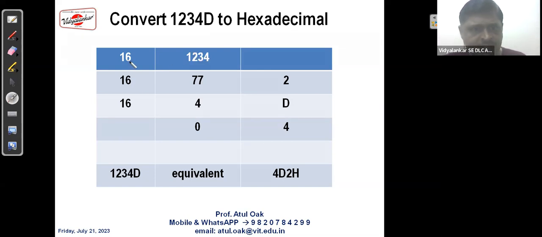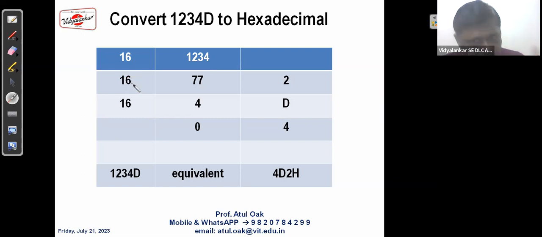Take this number and divide by 16. If you divide 1234 by 16, your quotient is 77. You do it. 16 sevens are 112. The difference is 11. Take this 4. Again, 16 sevens are 112. 114 minus 112, the remainder is 2. Your numerator is greater than denominator, so division is possible.